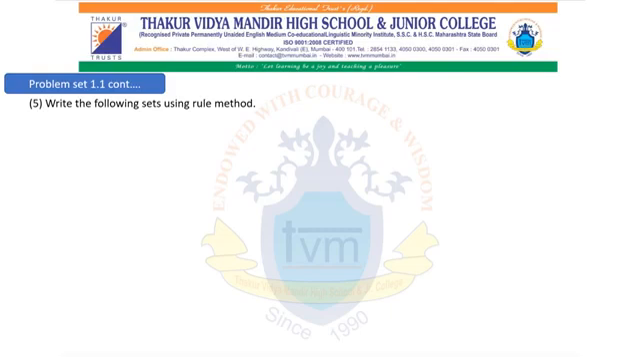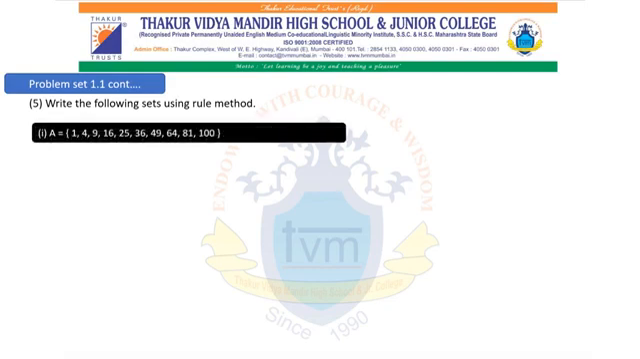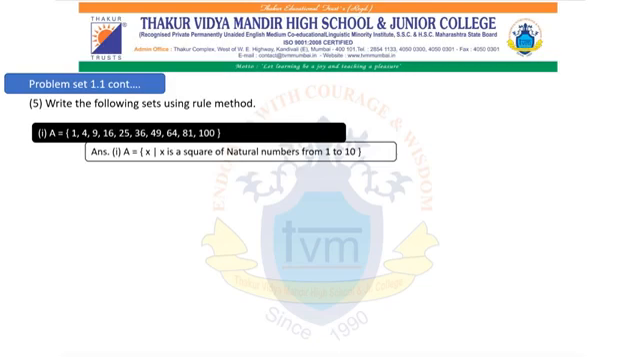Question number 5. Write the following sets using rule method or set builder form. First one. A is a set of 1, 4, 9, 16, 25, 36, 49, 64, 81, 100. Here when we observe, these numbers are squares of natural numbers: square of 1, square of 2, square of 3 and so on till square of 10. So it can be written as A is a set of x such that x is a square of natural numbers from 1 to 10.